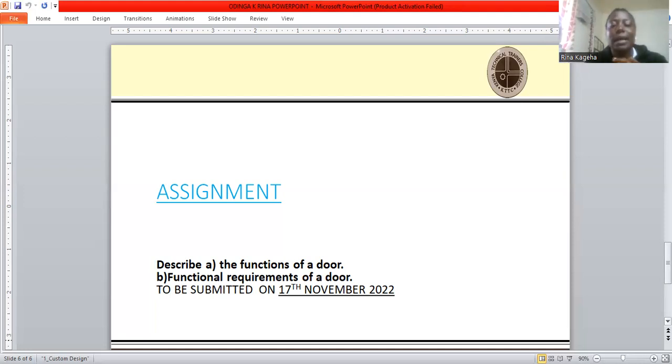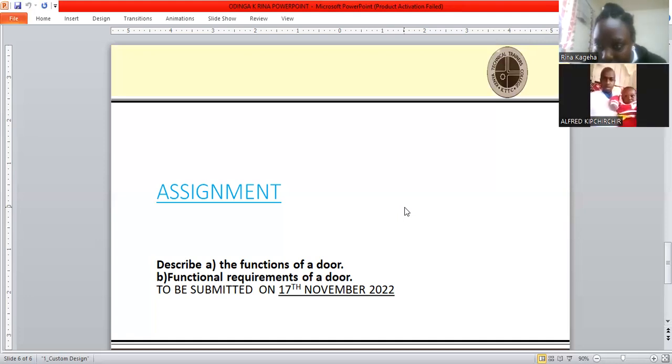So there is an assignment for us. You describe the functions of a door, that is A. But B, you describe the functional requirements of a door. We have the functions of a door, and we also have the functional requirements of a door. I want us to get the difference, please, class. So I want you to discuss, describe them. Then the assignment will be submitted on 17th November 2022. Are we together up to that point? Yes, madam.